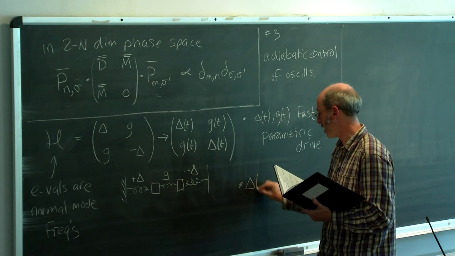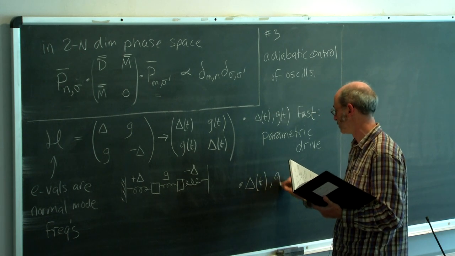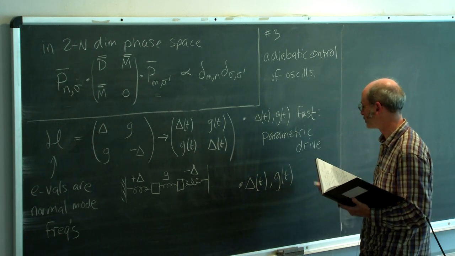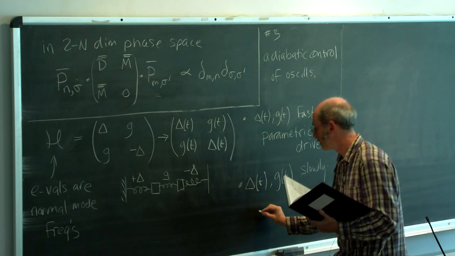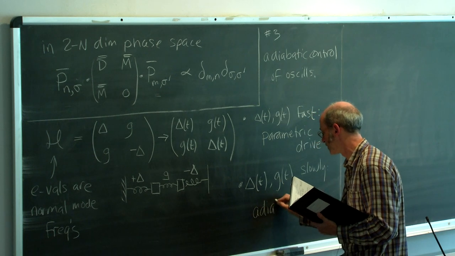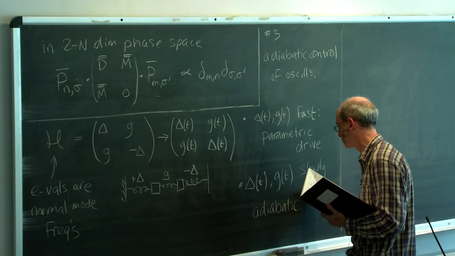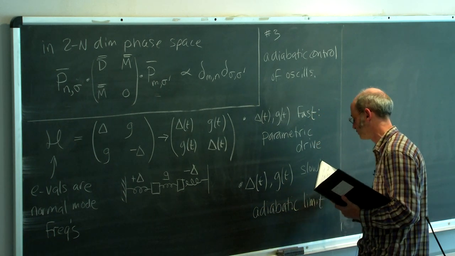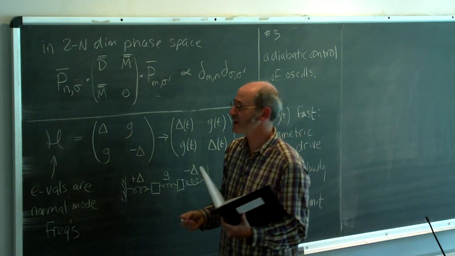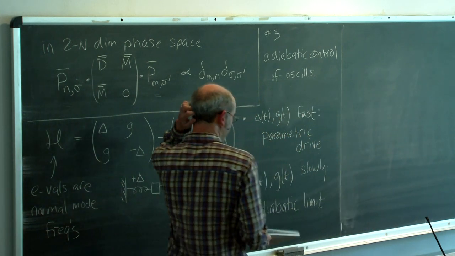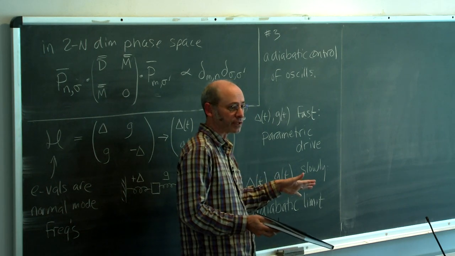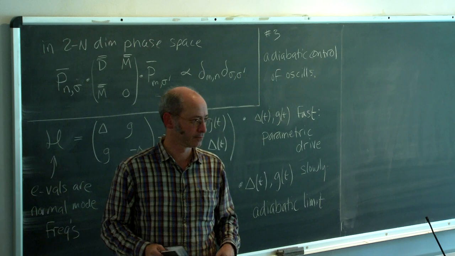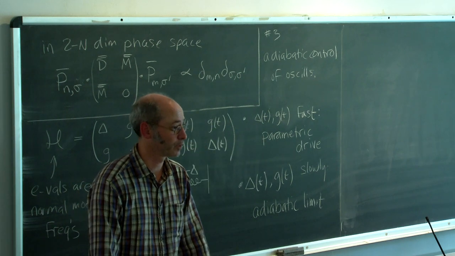What I want to talk about is the opposite limit, where the parameters that define the Hamiltonian are varied very slowly. This is what's sometimes called the adiabatic limit. Okay. So adiabatic transport is what happens to the physical state of the system when I change the Hamiltonian very slowly. Questions?